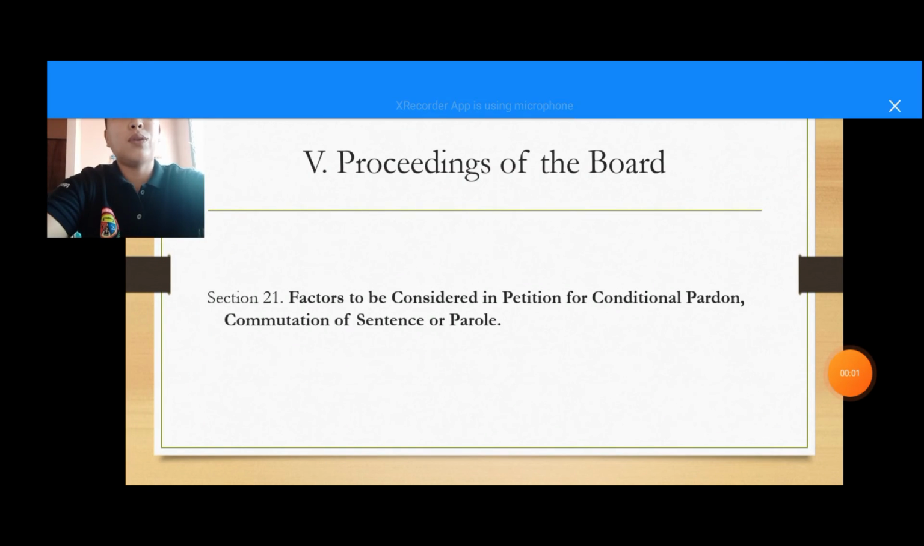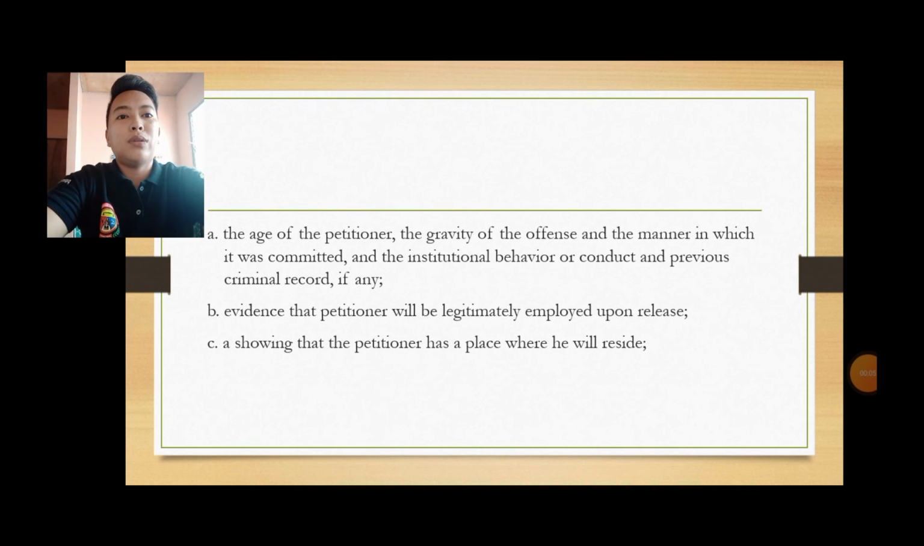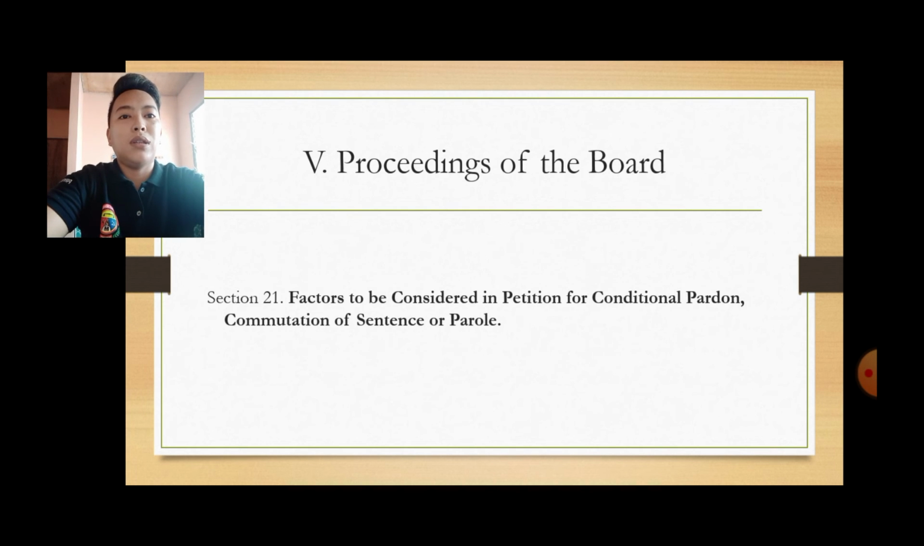So good day everyone, I'm Rana May Payusalan. I'm going to discuss all about the proceedings of the board, section 21 of the probation rules and regulations. So this section talks about the factors to be considered in petition for conditional pardon, commutation of sentence or parole.